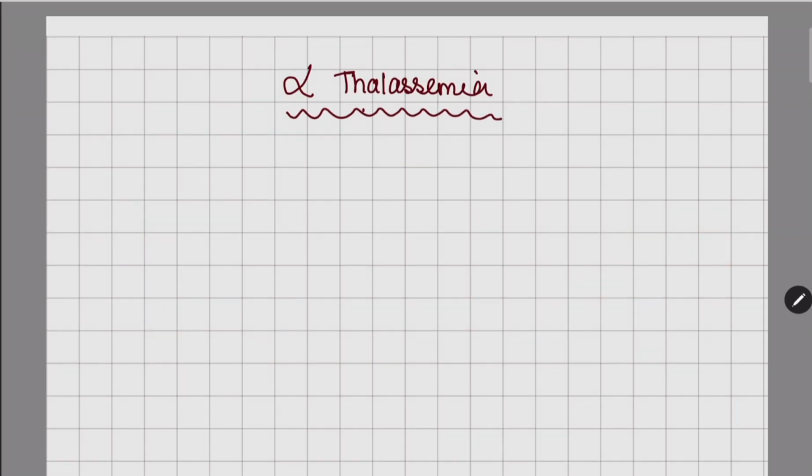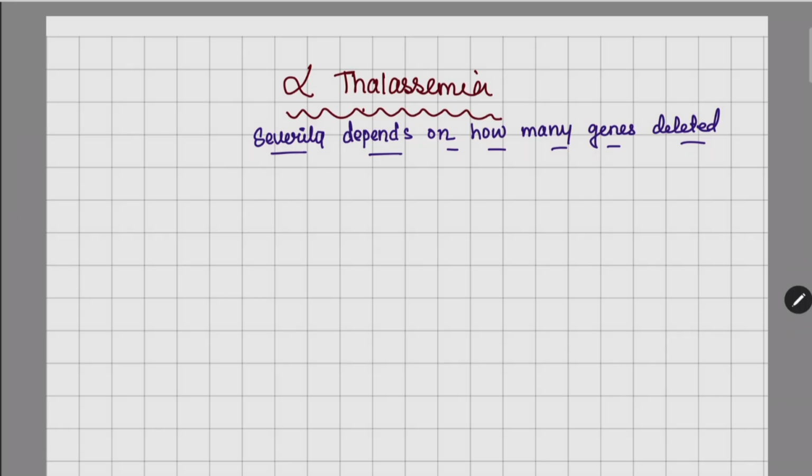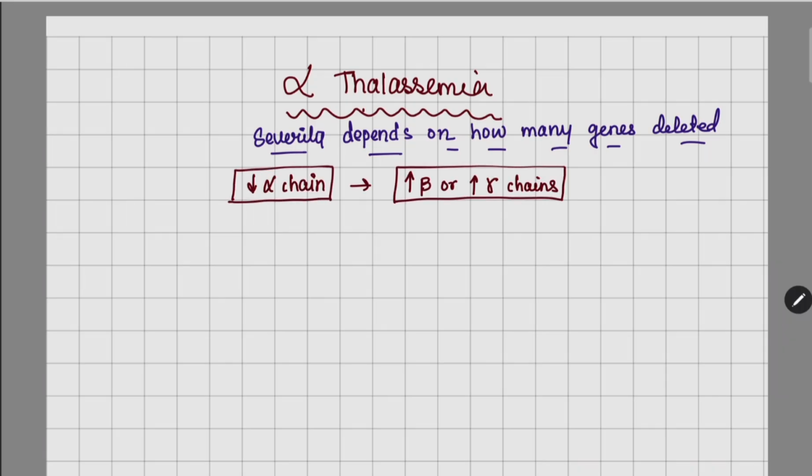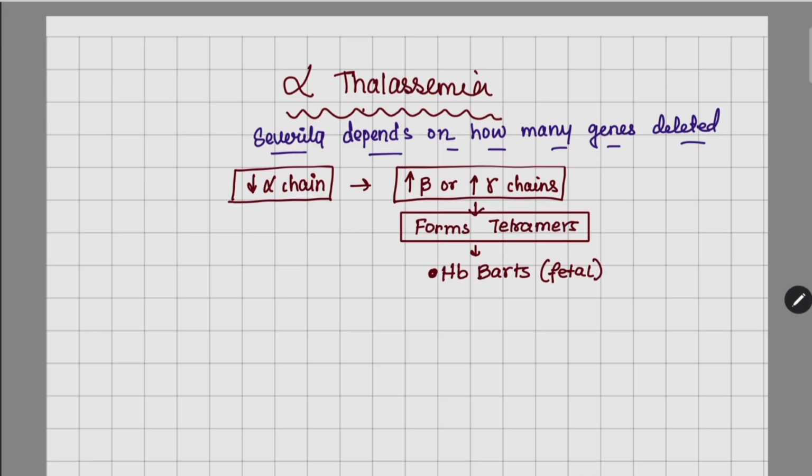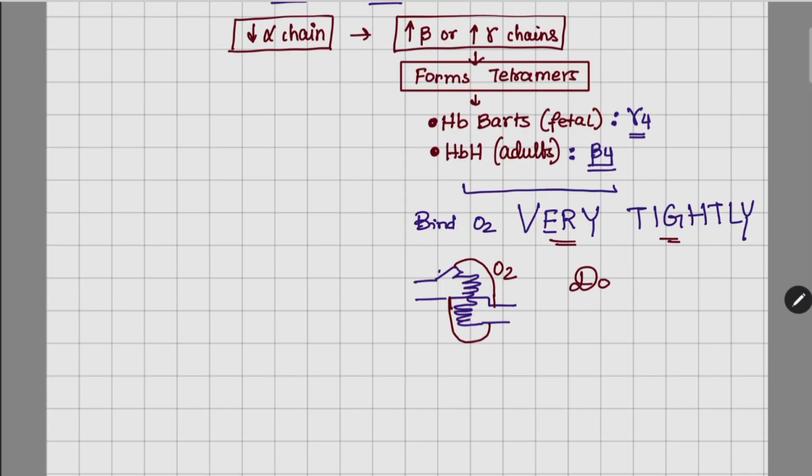Now let's learn about alpha thalassemia. Its severity depends on how many genes are being deleted. Fewer alpha genes means an increase in the number of free beta or free gamma chains. Now these free beta or gamma chains form tetramers. When gamma chains form the tetramers in the fetus, it is known as hemoglobin Barts. And when beta chains form tetramers in adults, it is known as hemoglobin H. However, these tetramers bind oxygen very tightly and do not release the oxygen to the tissues. Hence, tissue hypoxia commonly occurs.